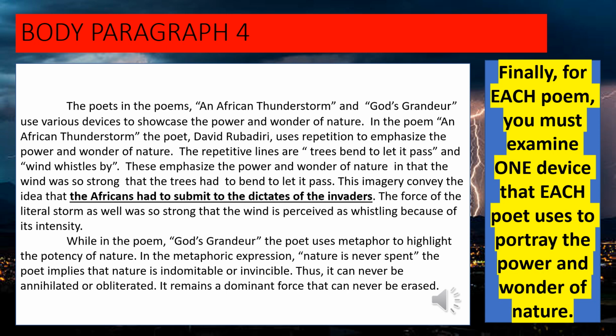The repetitive lines are trees bend to let it pass and wind whistles by. These emphasize the power and wonder of nature in that the wind was so strong that the trees had to bend to let it pass. This imagery conveyed the idea that the Africans had to submit to the dictates of the invaders. The force of the littoral storm as well was so strong that the wind is perceived as whistling because of its intensity. While in the poem God's Grandeur, the poet uses metaphor to highlight the potency of nature.